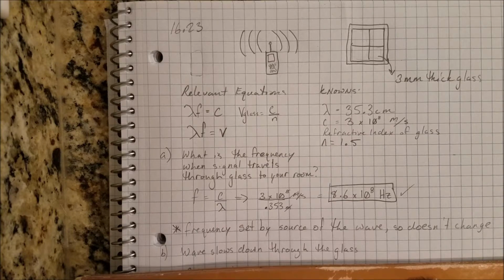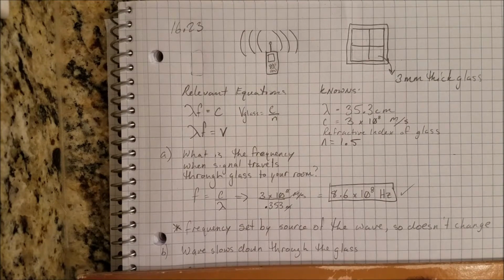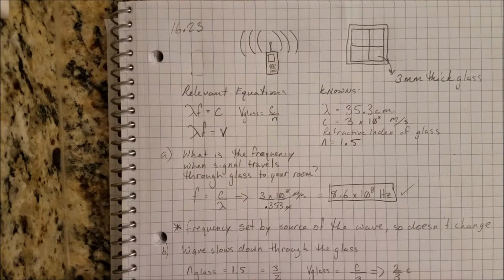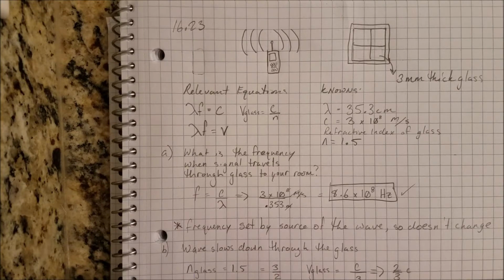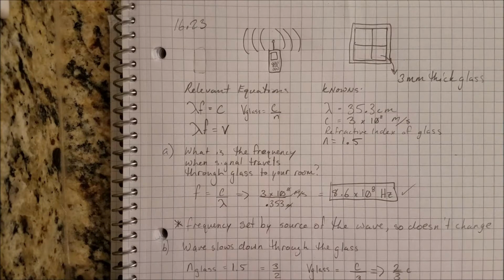Now this does change going through the medium. The wave is actually going to slow down as it goes through the glass. And to calculate that, you need that the refractive index of glass, the n value, is going to be 1.5. So we'll change that to a fraction to make it 3/2. Using the earlier equation, the velocity going through the glass is the speed of light divided by the refractive index. You get that it's c divided by 3/2. That's going to be the same as saying 2/3 times the speed of light.